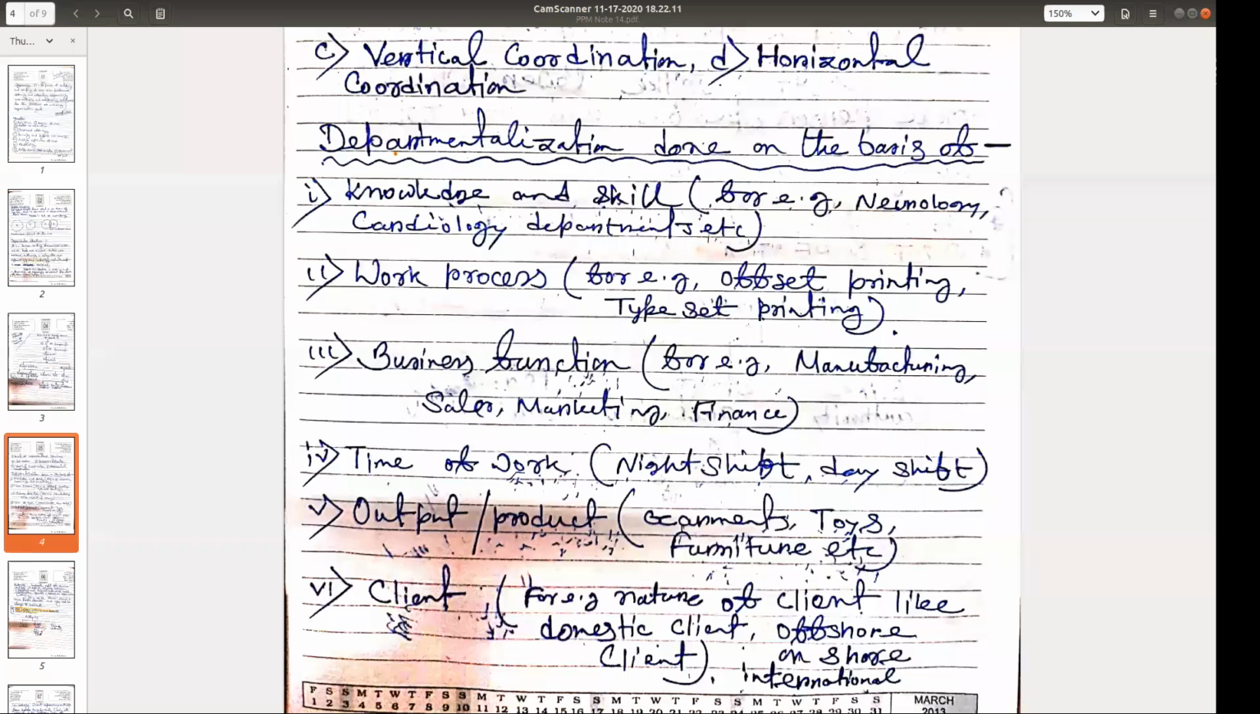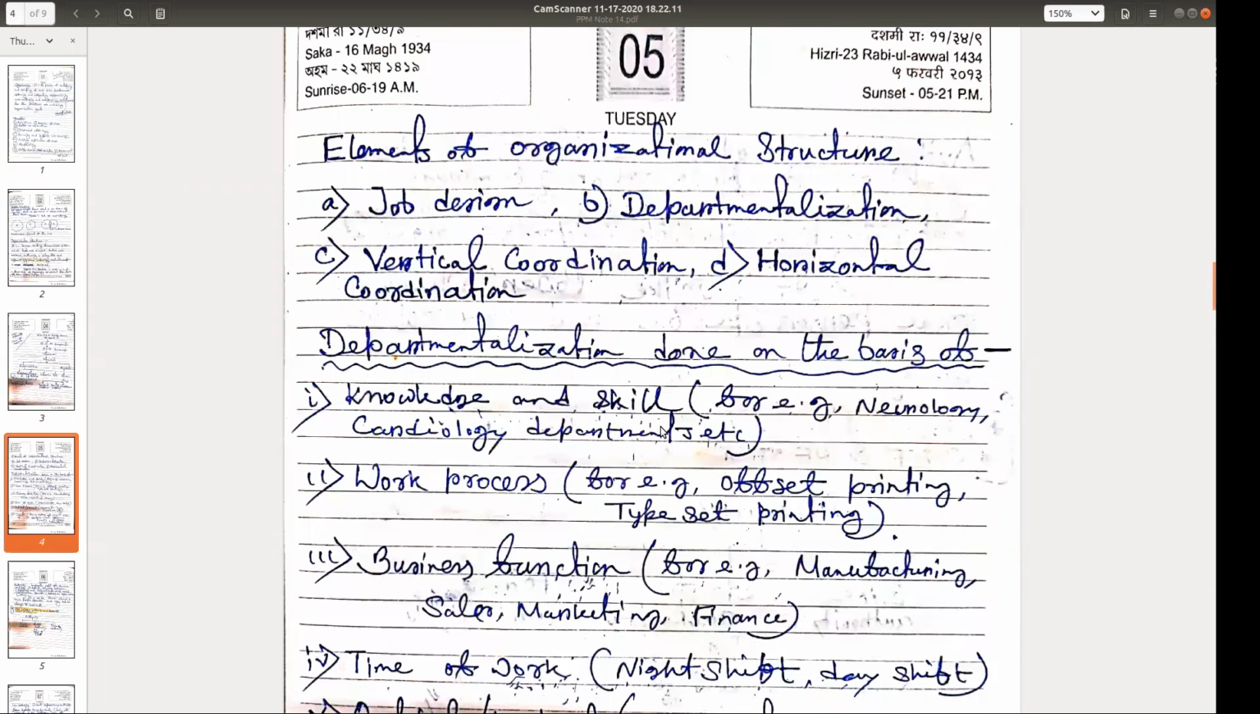I don't get you clearly. Organizing and authority. Organizing, basically, we are organizing the whole thing. I think you are probably asking whether organizing and authority are the same thing. That is your question. Yes, yes.